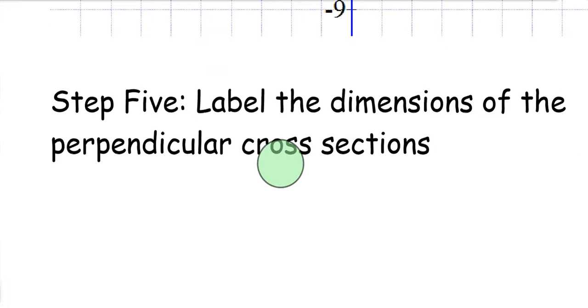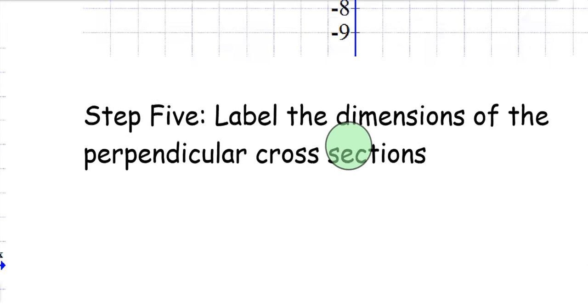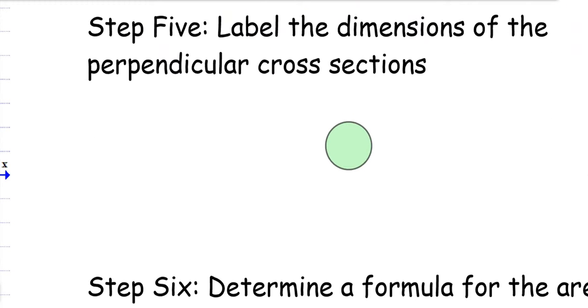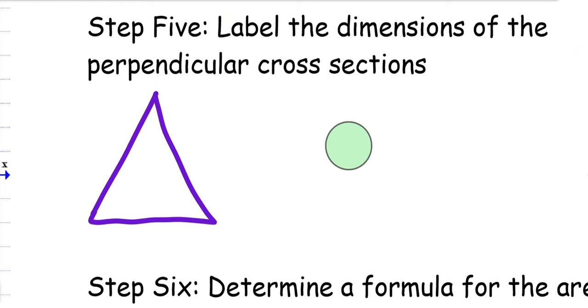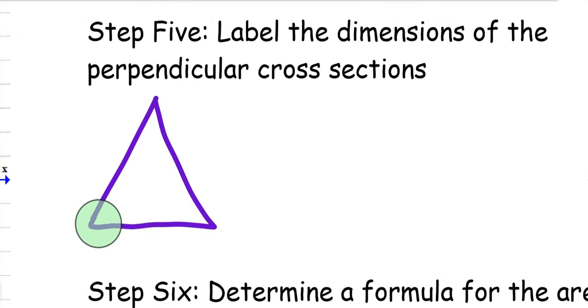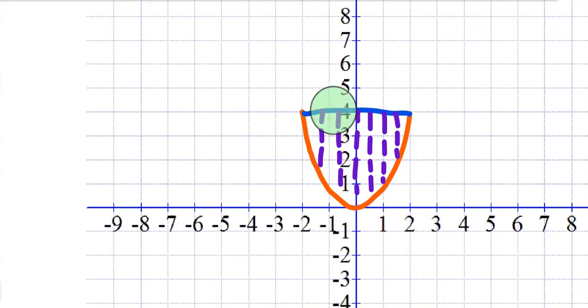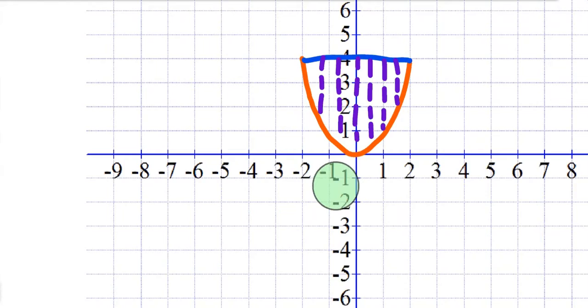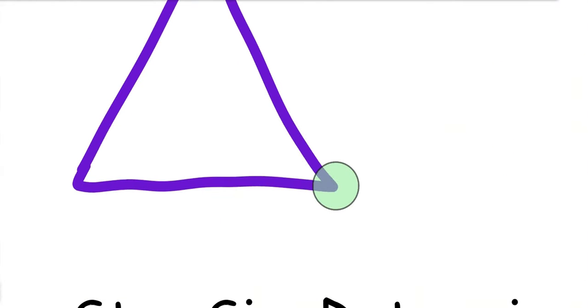Step 5, label the dimensions of the perpendicular cross sections. So there we go. What I like to do is just basically redraw the shape. I'm not perfect, but again, this is an equilateral triangle. So the question is, first of all, the base. What are its dimensions? Well, as you can see, it's just the top function, which is g of x equals 4, minus the bottom function, which is x squared. So guess what? This is going to be 4 minus x squared.